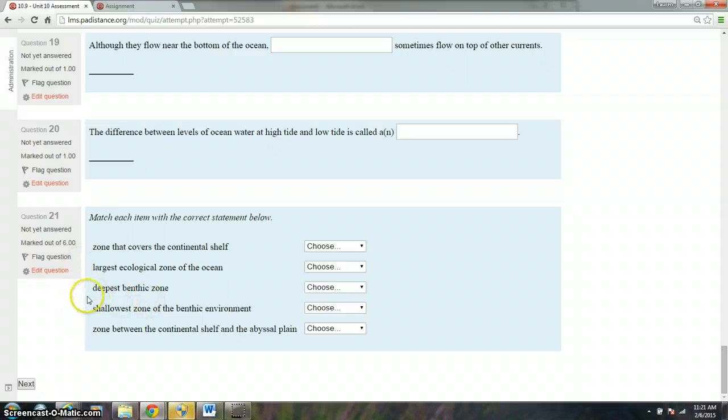The third statement, the deepest benthic zone. Basal, oceanic, intertidal, hadal, neritic, or abyssal. The deepest benthic zone.